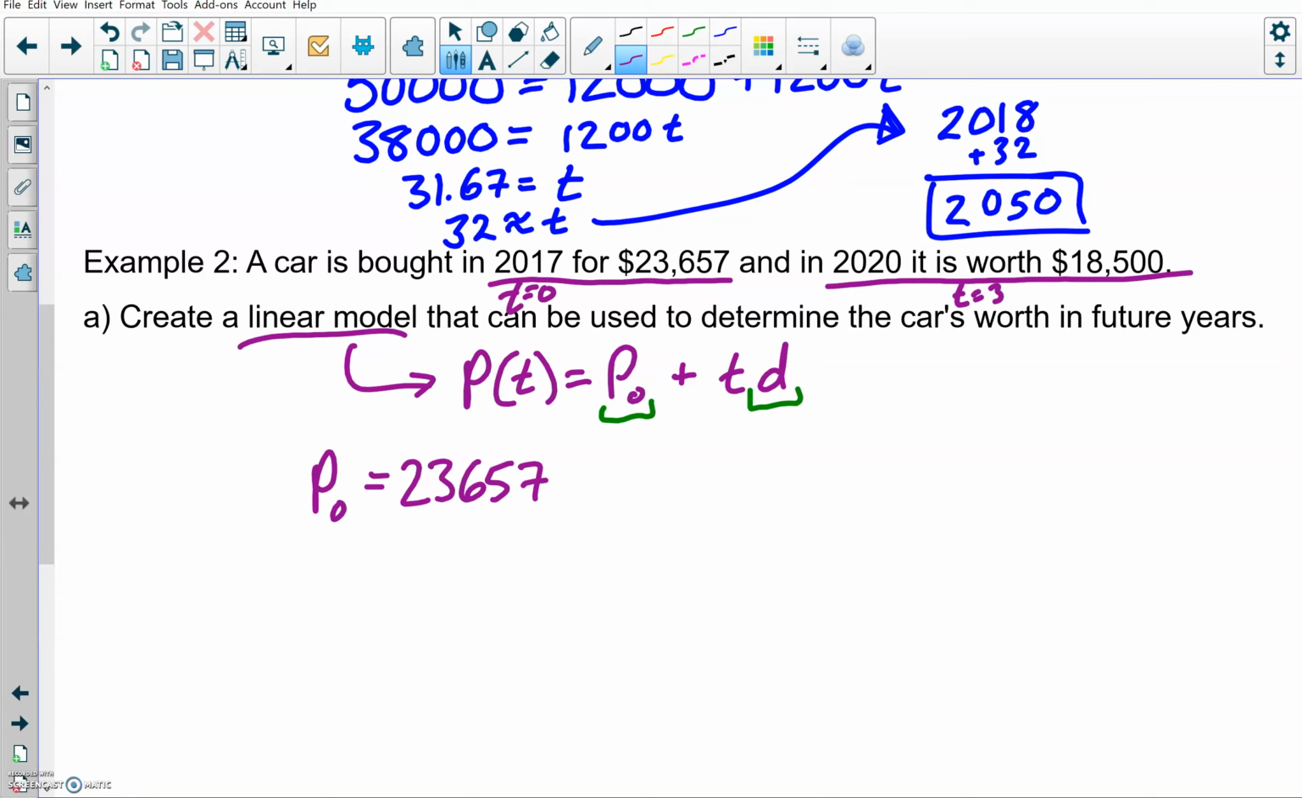And the d, we have a few different ways to get to the d, and for this I'm going to use an approach. If you've used a slope formula before, it's basically the slope, but what I'm going to do is find the new minus the old and then divide that by the number of years. And what this will do for you is give you an average rate of change per year.